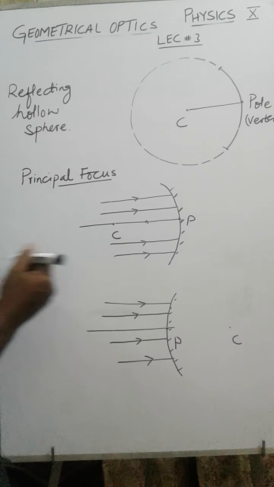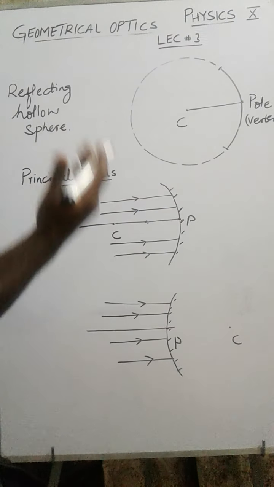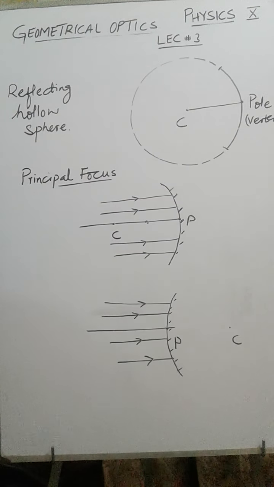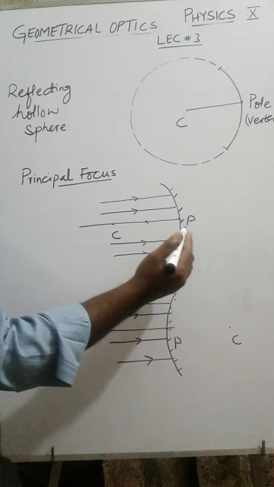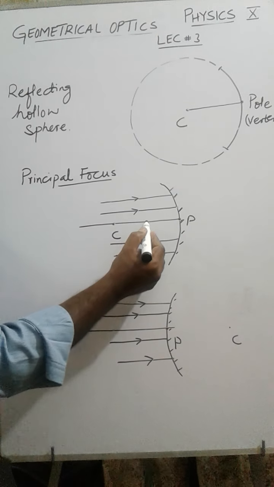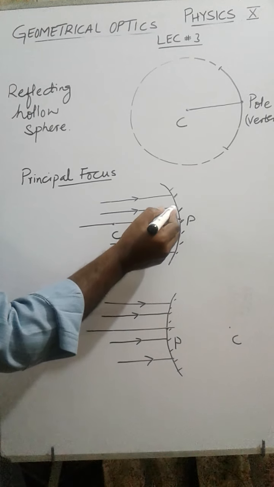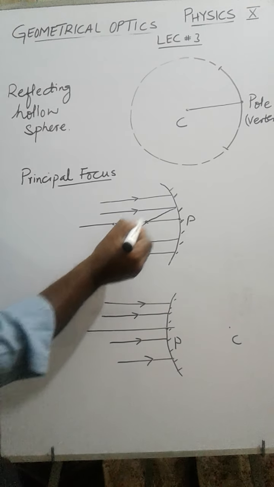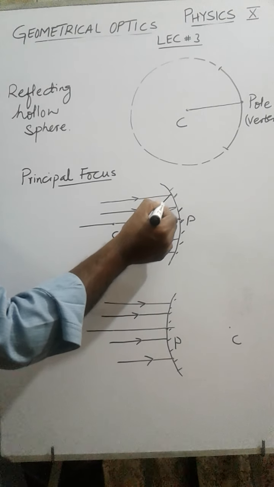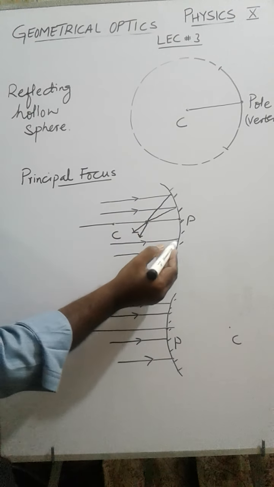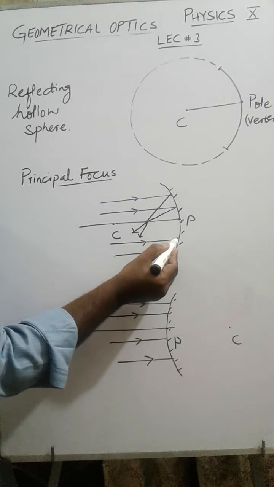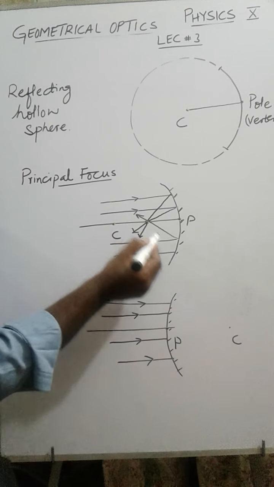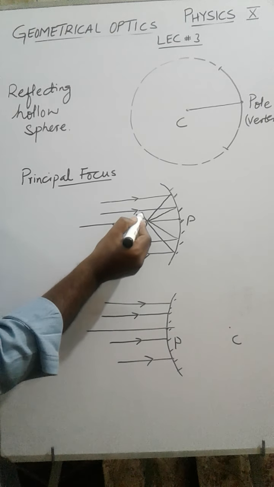Now after striking the surface of the mirror, of course these rays will be bounced back. And what you do, you take a point exactly between P and C. Take this point F. This is a ray of light striking over here. It goes back and passes through F. This ray of light also will pass through this point F. This ray is also bounced back and will pass through here.